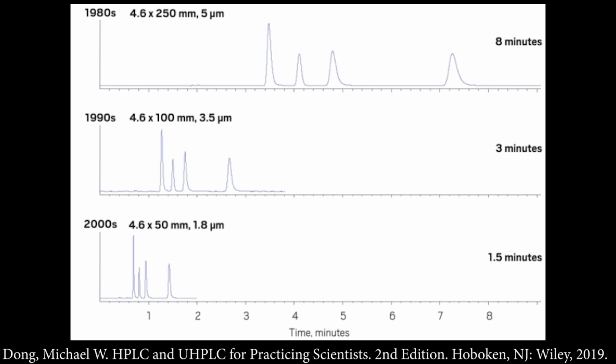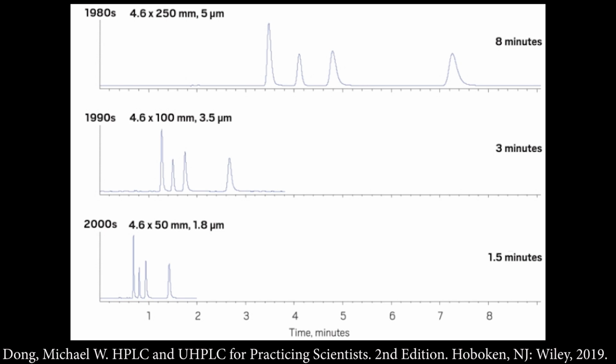In the 80s, and I still use these, 5 micrometer particles were pretty commonplace, and you can see those peaks are a little bit broader, and it takes longer to get the separation done. You go to a 3.5 micrometer particle, the separation gets done faster, and the chromatography is better. Those peaks are not as wide. If you can go to a 1.8 micrometer column, you get nice skinny peaks, and you are done in under 2 minutes. So smaller particles can be really great if you can get away with it.